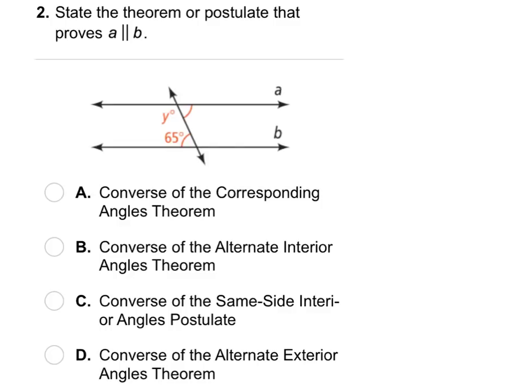Okay, number 2, again, state the theorem or postulate that proves A is parallel to B. If we take a look, I see that this angle is congruent to this angle. They would both be 65. Then telling me y degrees right there really doesn't matter, because if I just take a look at these two 65-degree angles, I can figure out that relationship. Those two angles are alternate interior angles. So we would use B, converse of the alternate interior angles theorem.